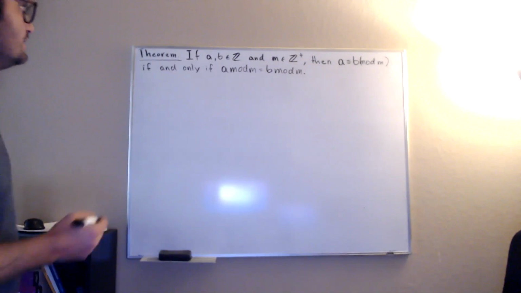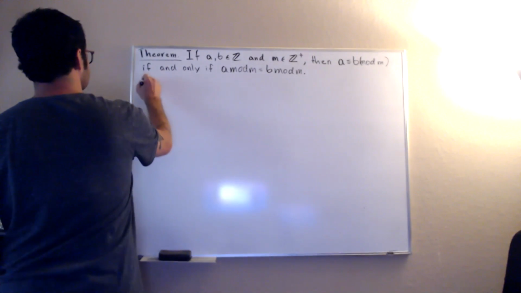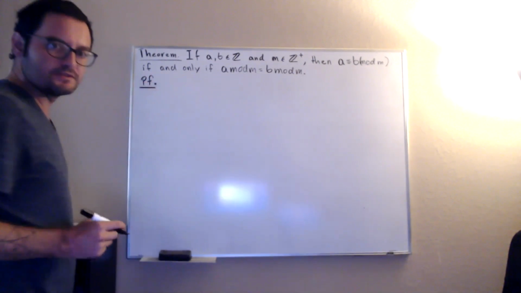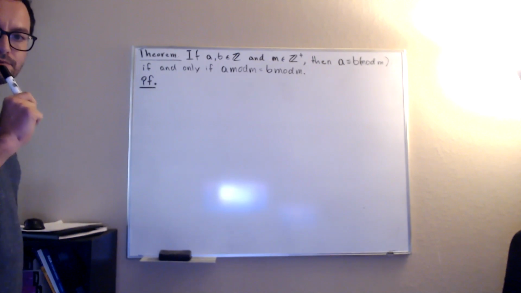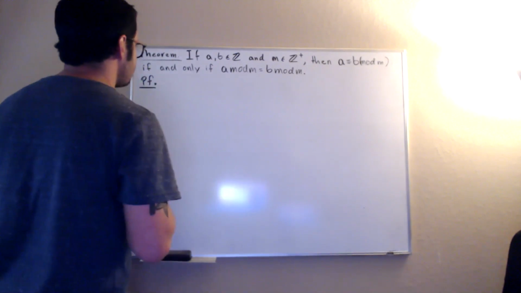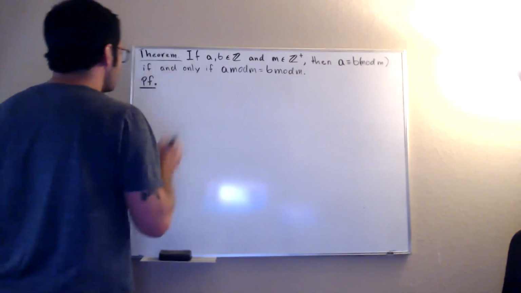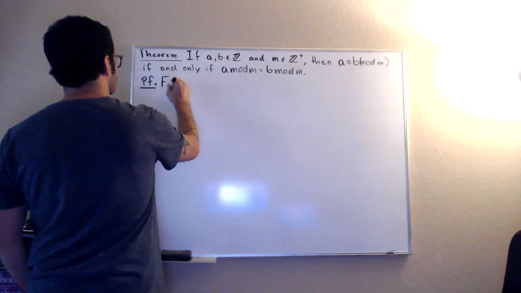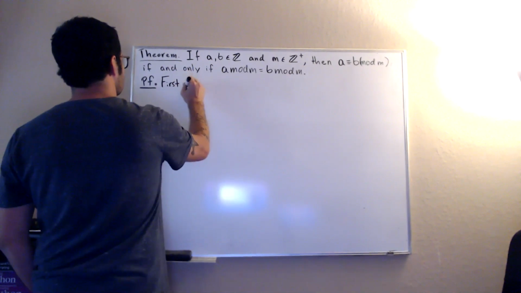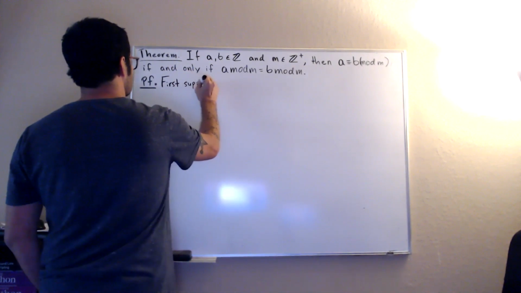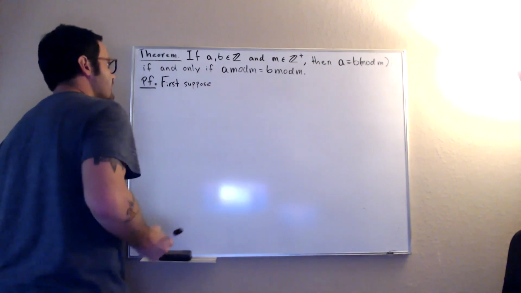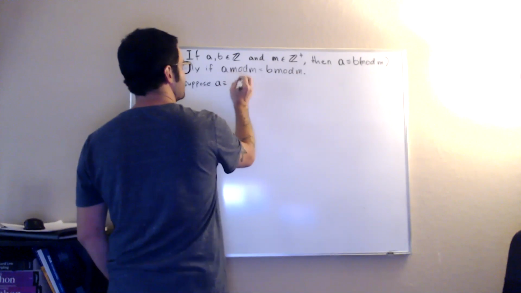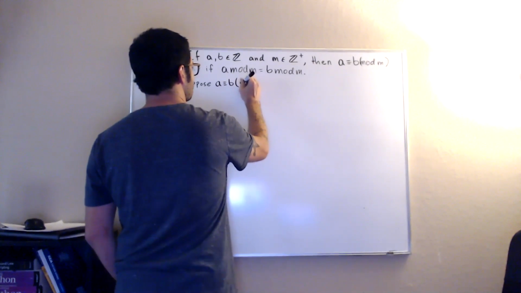Okay, so proof. You've got to have those definitions next to you and ready to go for these proofs. So first suppose, let's say that A is congruent to B modulus M.